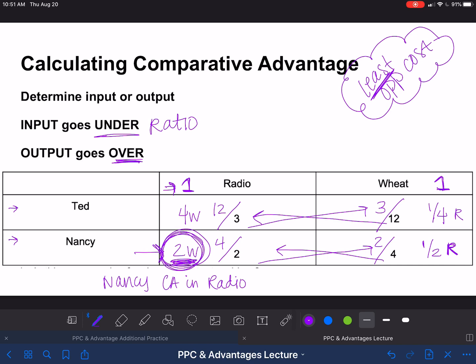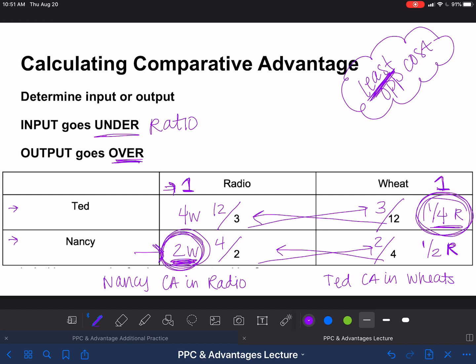Well, it's Ted. A fourth is smaller than a half. So Ted is going to have the comparative advantage in wheats. Ted is giving up the least amount of radios to make 1 wheat. So his opportunity cost to make a wheat is smaller than Nancy's.